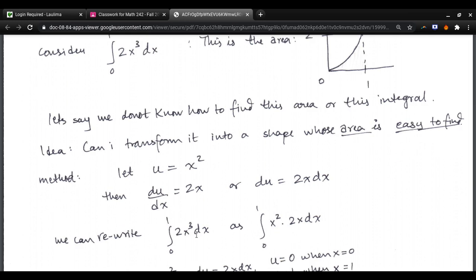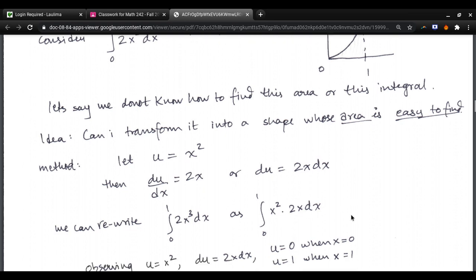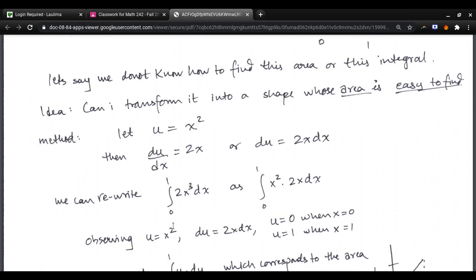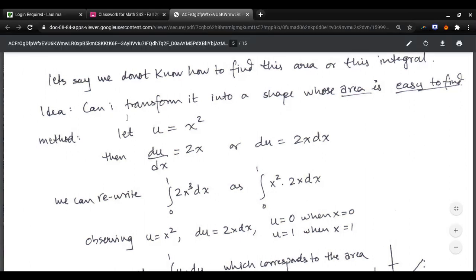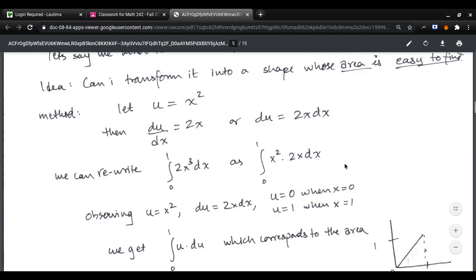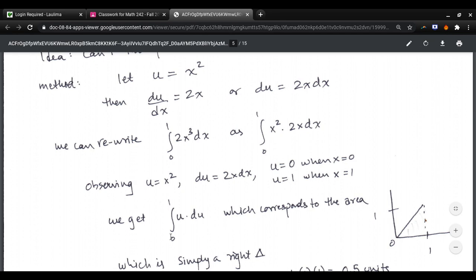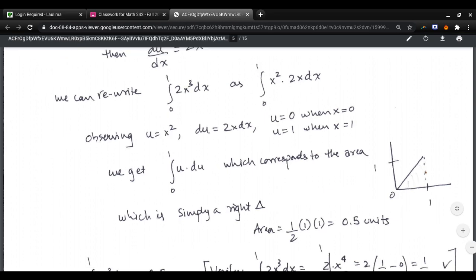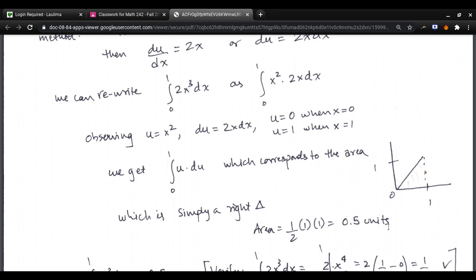Now I can rewrite 2x cubed dx smartly as x squared times 2x times dx. Observe that u is x squared and du is 2x times dx. And because of how u varies with x, it is 0 when x is 0 and 1 when x is 1. So you get the integral from 0 to 1 of u du, which in area terms corresponds to this right triangle, which is simply half times base times height, or 0.5 units.